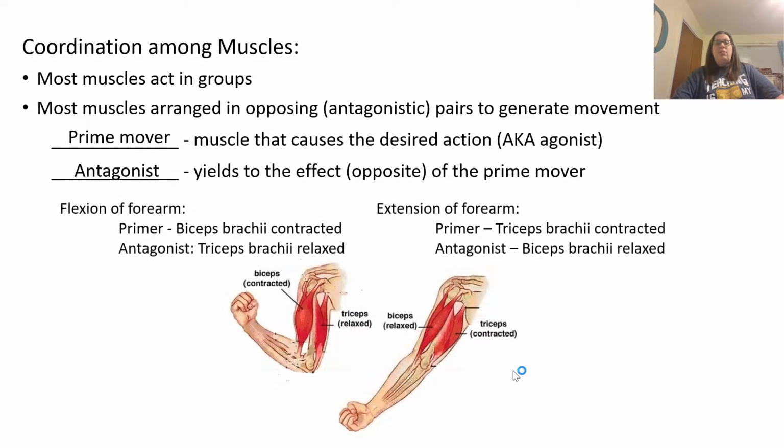When we look here with flexion of the forearm, when we flex the forearm like we do here, the prime mover is the biceps brachii, and it contracts. But in order for the bicep to contract and pull the forearm up, the antagonist muscle, the tricep, must be relaxed. If we want to do the opposite movement, extension of the forearm, the primary muscle is going to be the triceps because it contracts, and the biceps, the antagonist, has to relax.